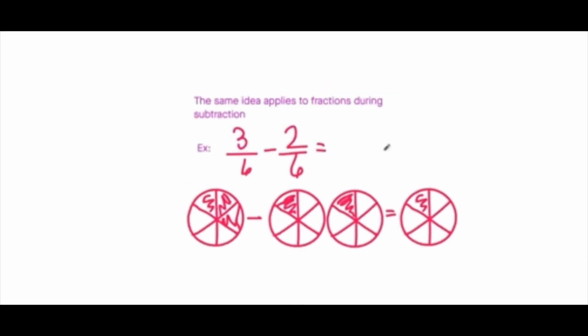So the same idea applies to fractions during subtraction. Here we have 3/6 minus 2/6, so here's its visual representation. We have 6 equal parts in all of these whole circles. Over here we have 3 out of the 6 shaded, and over here we each have 1/6 part shaded, which in total equals 2/6. And then when we subtract this from this, we have only 1/6 piece shaded in, so our answer would be 1/6.